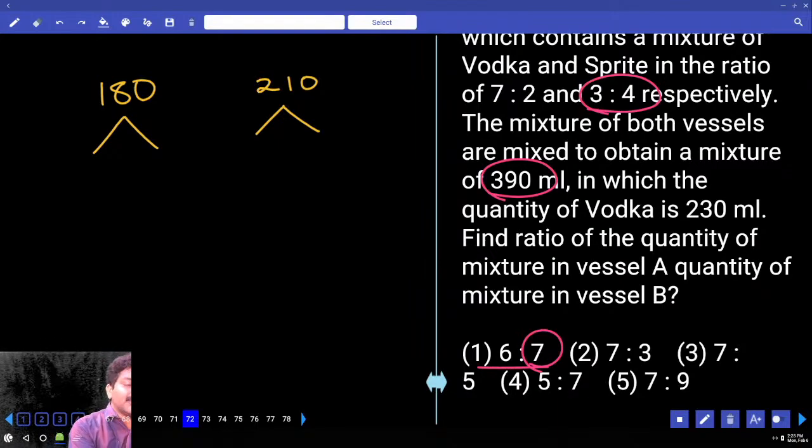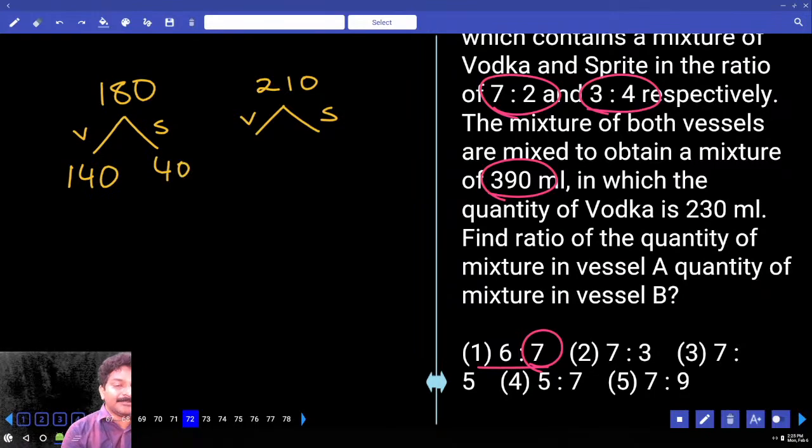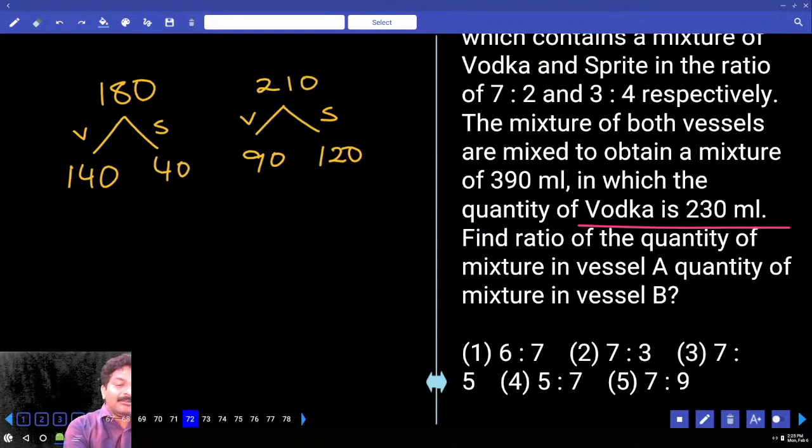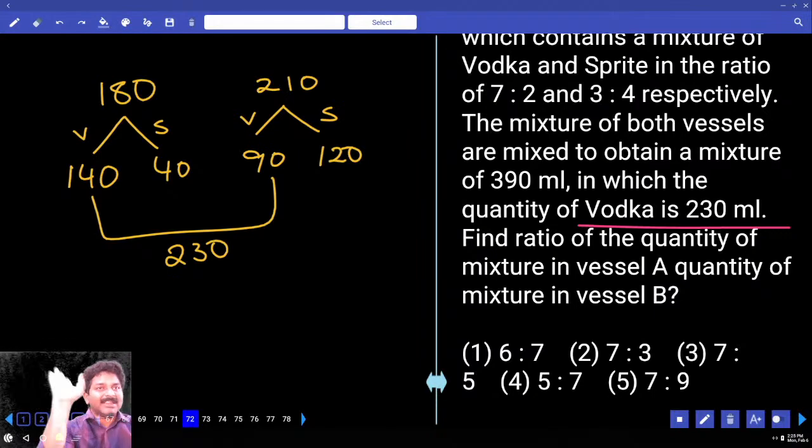Yes. Okay. So now here we have vodka and then Sprite. And they are in the ratio 7:2. 9 parts is equal to 180. 1 part is 20. 7 parts 140. And here it is 40. Next, 210 is divided into 7 parts. 1 part is 30. Here it is 90 and then 120. So now we have a total 230 ml of vodka. Vodka total quantity, is that equal to 230 ml? First option right answer. If not, second is final answer. Because already 3, 4, 5 got eliminated. Yes. This is one way.